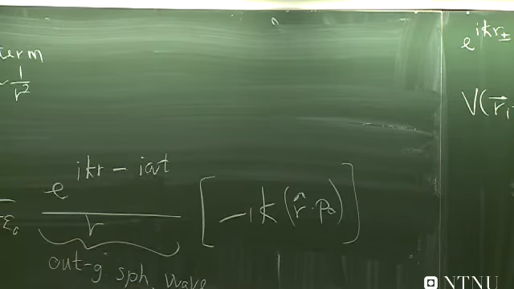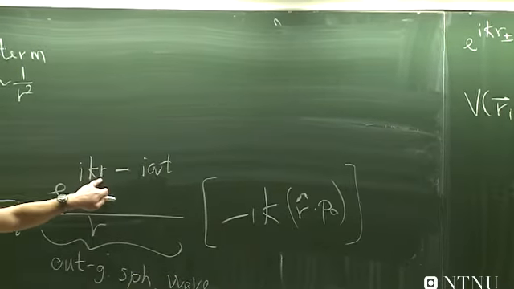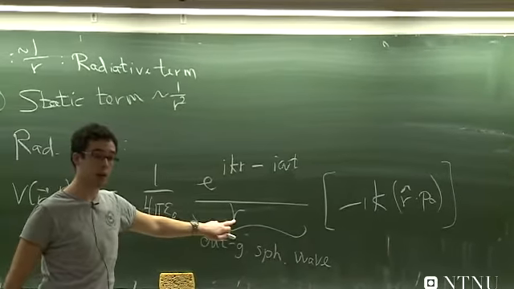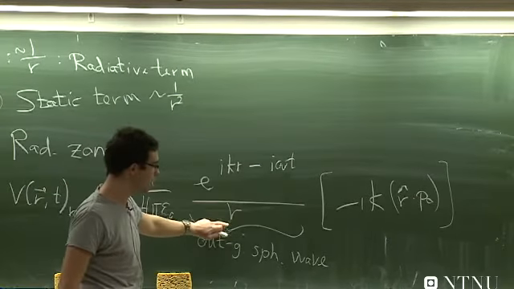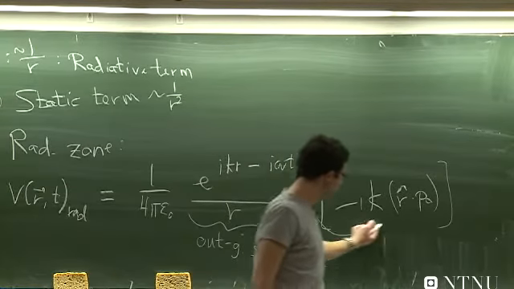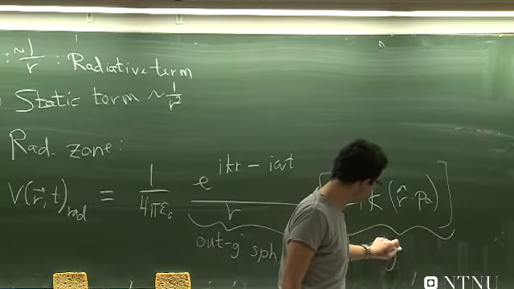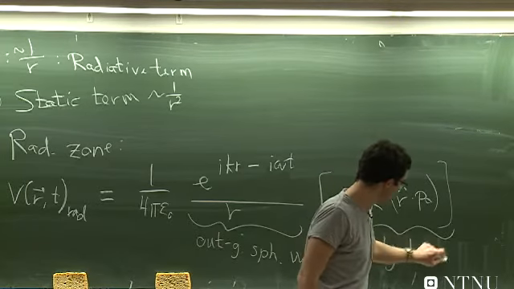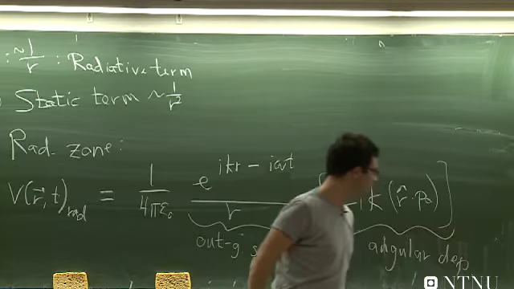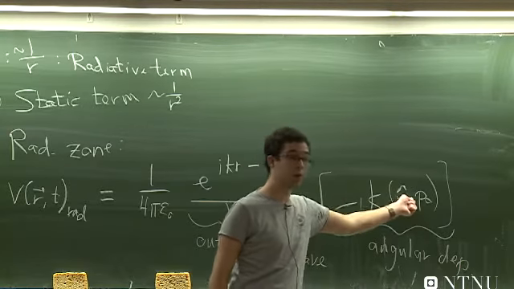This term here is an outgoing spherical wave because it's traveling radially. It's decaying because of this factor here, with an angular dependence here, which comes from the dot product here.